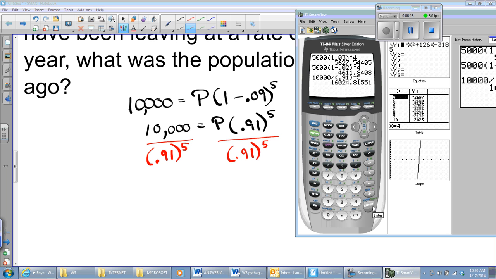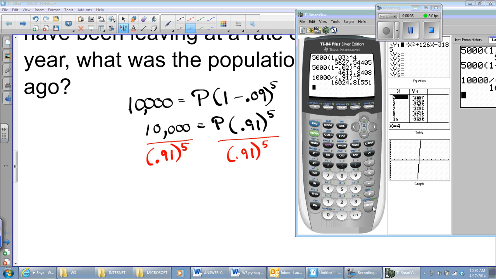And there you go. 5 years ago, there was approximately 16,024 people. You could round up to 25. You would not say 24.8 people. I mean, what, they lop off somebody's leg and say, hey, it's 80% of a person? No, of course not. So you can round, okay?